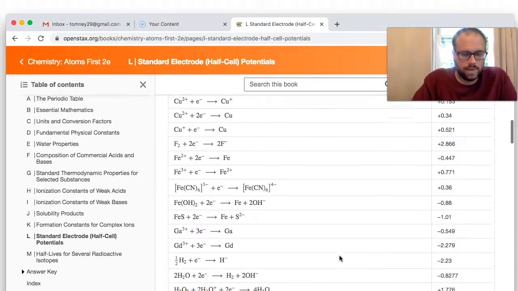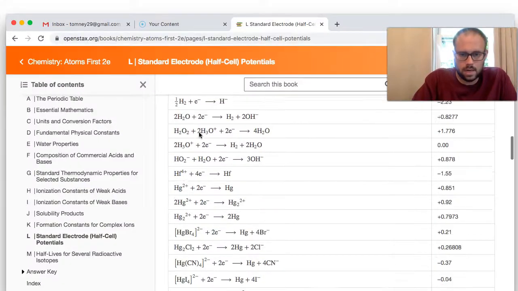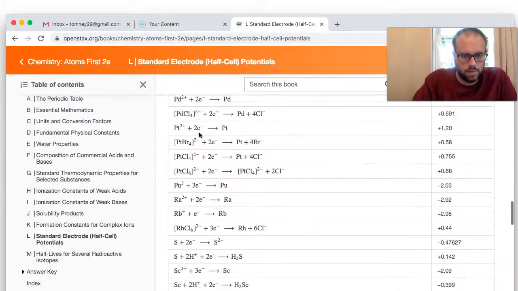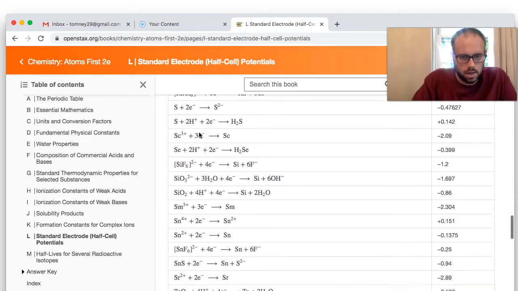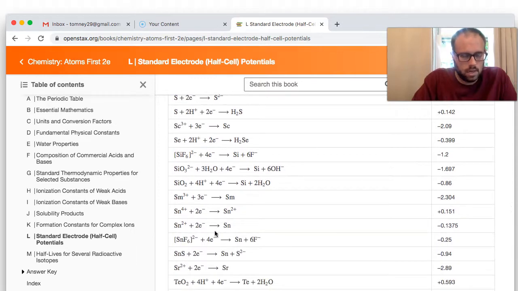And then I need to go find the tin. So tin is going to be Sn. Alrighty, and here is tin. Okay, so it's tin 2 plus to regular tin solid. And that is negative 0.14 if I'm rounding, because it's negative 0.1375 here. So negative 0.14. All right. So those are the values that I'm going to utilize there. Let's go ahead and plug them in and find out what E cell is.